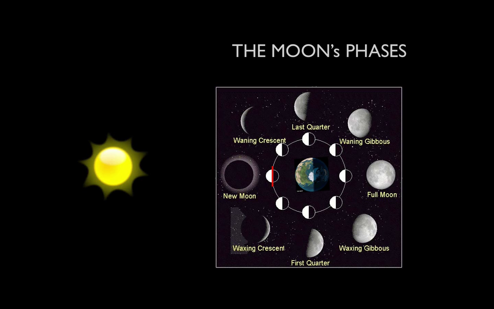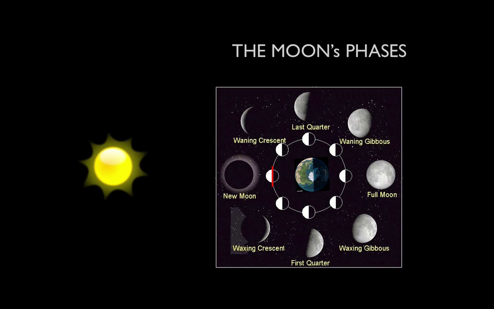At new moon, if we draw a red line across that divides the Moon into the part that we can see from Earth and the part that we can't see from Earth that's facing away, we see that the part that's facing the Earth is completely in shadow, and that's why we get a new moon, which is completely dark.